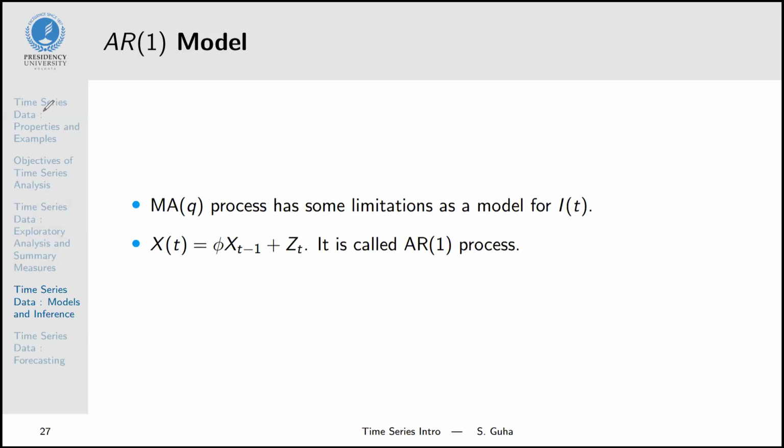Why? You'll see. Sorry, there is some problem with the notation. These are the glitches that I still have in the slides, so maybe I'll share a better slide with you later. This x_t is phi; this should be x_{t-1}. I actually meant phi x_{t-1} plus epsilon_t. So this kind of process is called an autoregressive process of order 1.